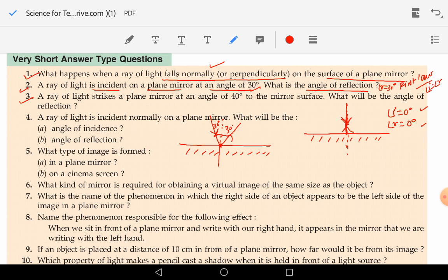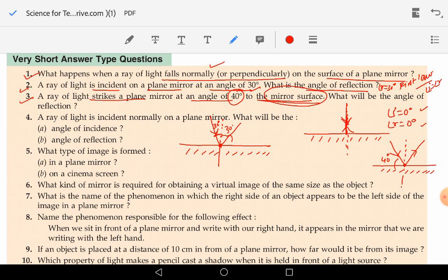Now third one, that a ray of light strikes a plane mirror at an angle of 40 degree to the surface of the mirror. Now this is a very important point, that the angle is with the surface of the mirror. So how are we going to draw the diagram? That this is the plane mirror and this is the incident ray, this will be the reflected ray, and this is the normal at the point of incidence. Now this angle is to the mirror surface, so this angle is 40 degree.